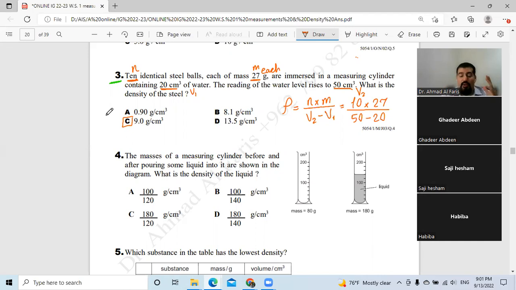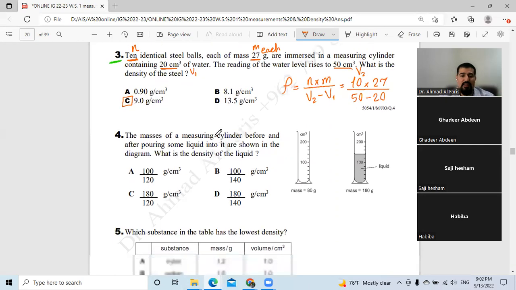No, Mu'taz. If they add only one ball here, the volume will not increase from 20 to 50. The volume will increase from 20 to 23, that's it. Or 22. Only for one steel ball, not the whole total volume. It will only move to 23. Okay, you have to be careful.